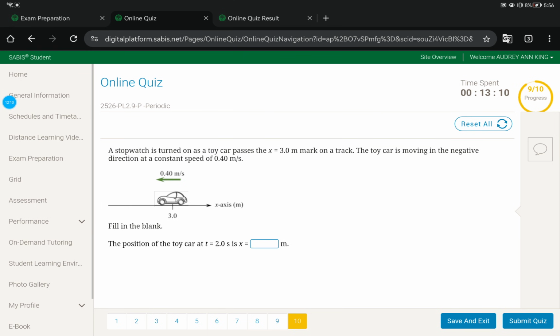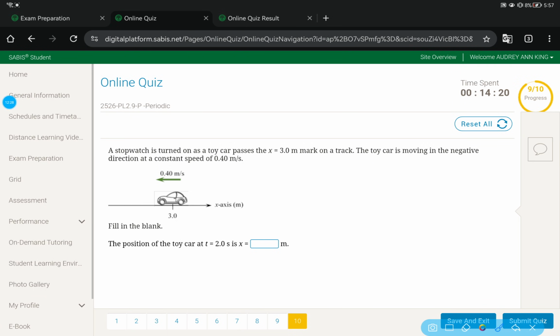The stopwatch is turned on as a toy car passes the 3 meters mark on a track. The toy car is moving in the negative direction at a constant speed of 0.40. The position of the toy car at 2 seconds is blank.